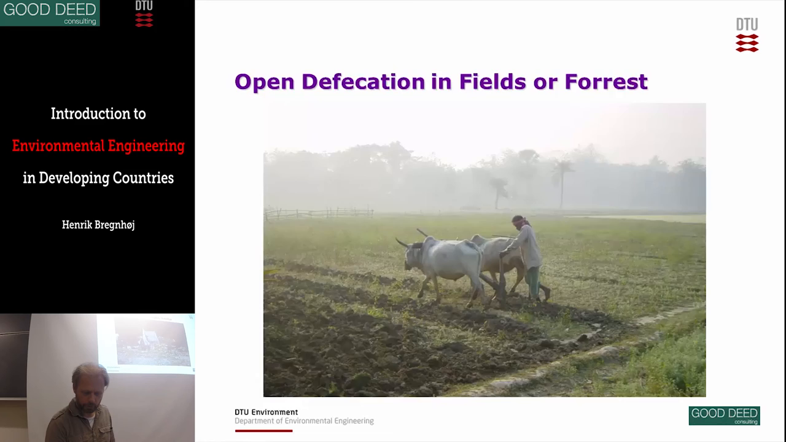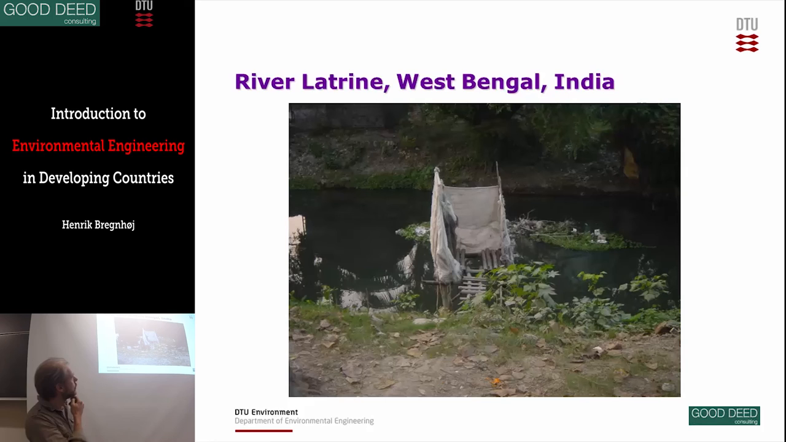Here's the example you mentioned, the rivers. Here, in India, it's even institutionalized. It's called the river latrine. It is built, so you walk out on this and then the droppings just go down into the river behind. It could just be a big branch in some places and a piece of cloth. Then you have a toilet. Very simple, very cheap, very disgusting.